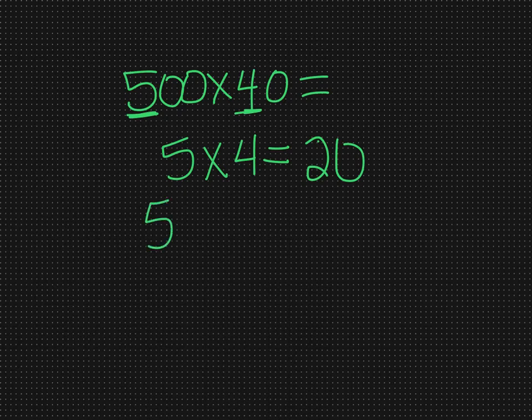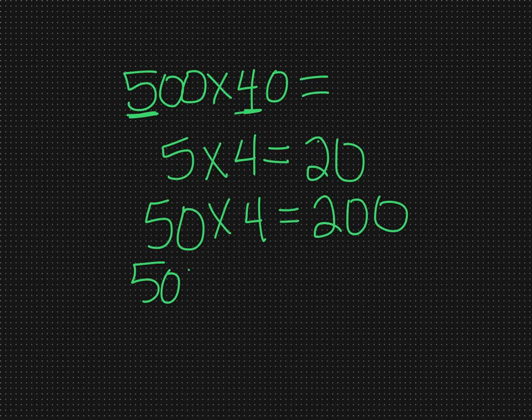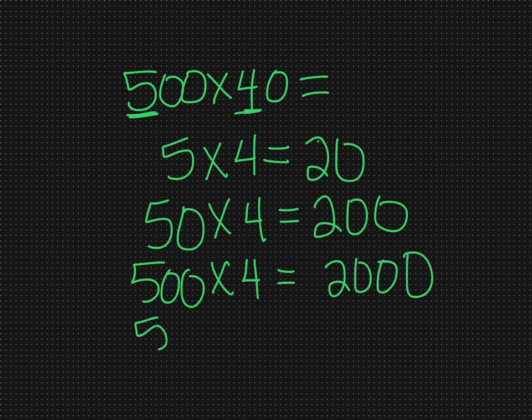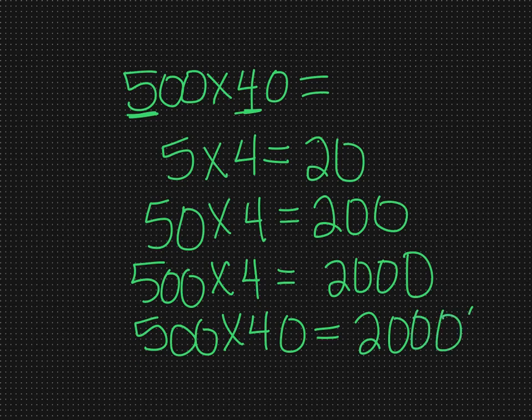Then I'm going to say, okay, well, what's 50 times 4? I'm going to add an extra 0. What's 500 times 4? And then I have to add my last 0 in the original problem, 500 times 40. We're using that mental math to solve a simpler problem to be able to find the final answer for this big problem.